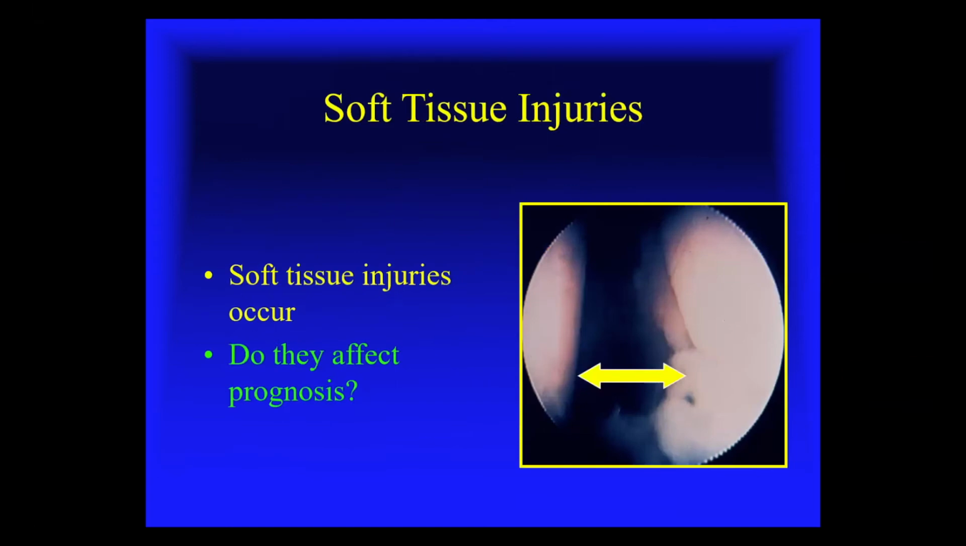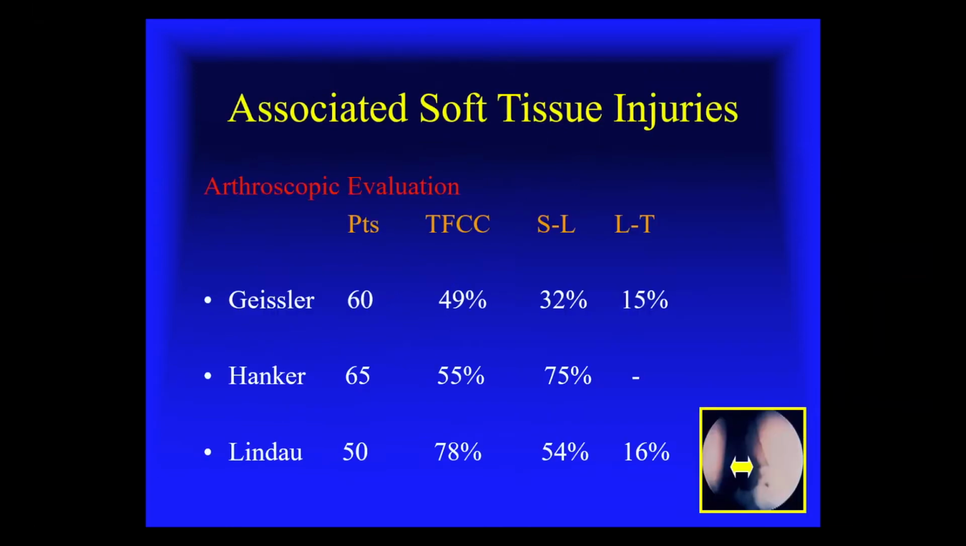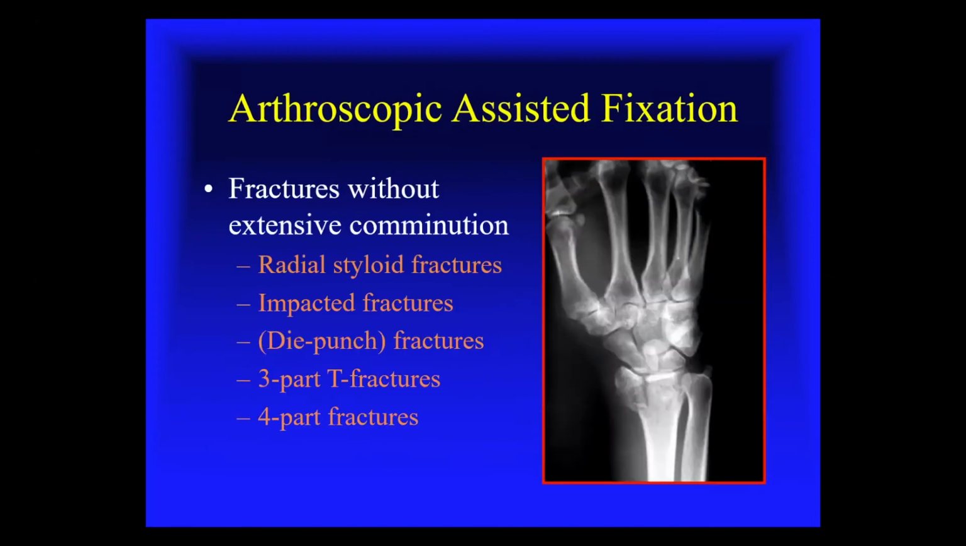Soft tissue injuries certainly do occur. We've looked at this, Greg Hanker, Tommy Landau. Probably the TFC is the most common structure torn. That's why people generally hurt for 4 or 6 months about the ulnar side of the wrist, even if you get an anatomic reduction. But always think about a TFC tear if they continue to hurt down the line after fixation or closed management.